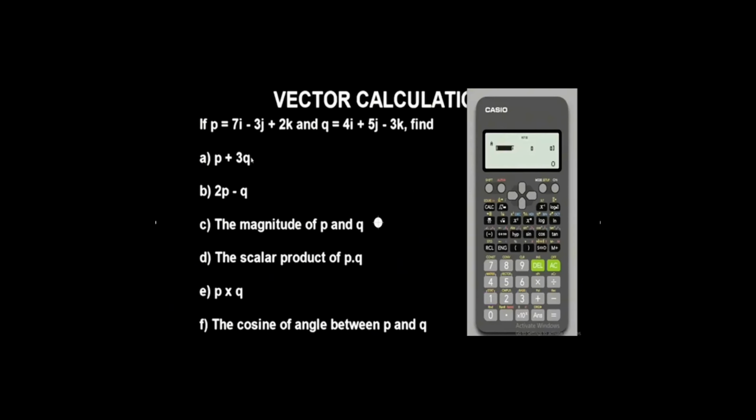So let's input the values. We have 7, okay, 7i. Just take the coefficient, leave the i. Minus 3j. Just input minus 3, leave the j. Okay, and we have 2k. Just leave the k and put 2. So that's it. As I'm inputting the values, they are stored on the calculator automatically, so we're good to go.